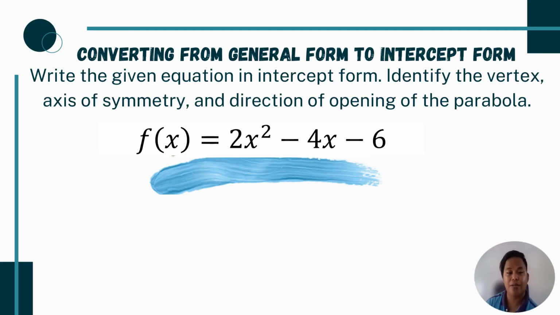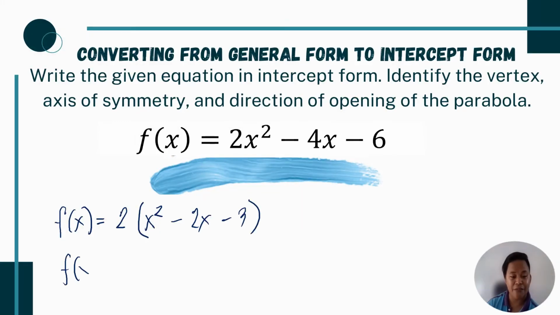We're going to write the given equation in intercept form. And the given function is f of x is equal to 2x squared minus 4x minus 6. We have f of x is equal to, we're going to write the value of a, 2 times, factor out po the given function. Or we're going to divide the given function by 2. So we have x squared minus 4 divided by 2 is 2x. 6 divided by 2 is 3, minus.